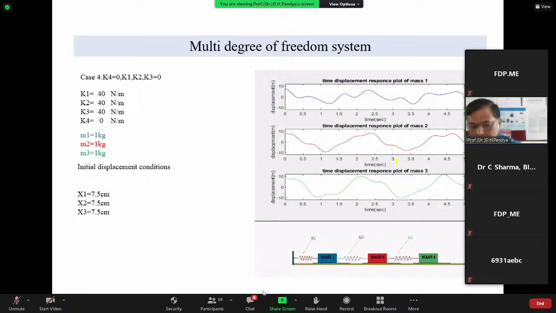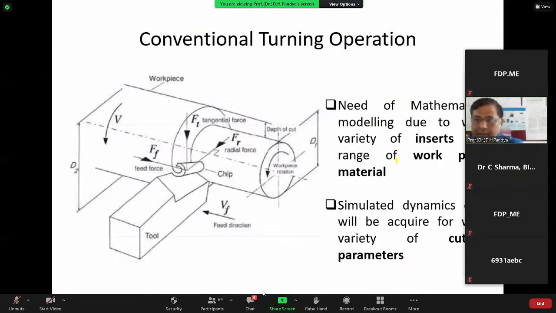I hope I touched on a slightly diversified topic. Now, coming back after that mathematical modeling prerequisite, again to the turning operation. This is the conventional turning operation figure. As you can see, in turning operations we have three directional forces: tangential force, radial force, and the feed force. These are the three forces, and accordingly we have the orthogonal force system, right?